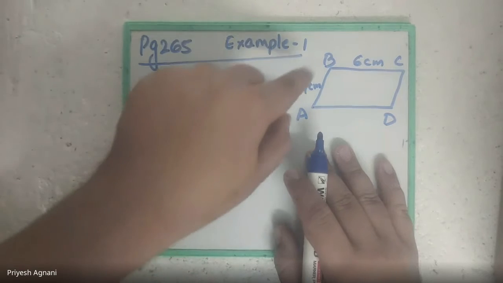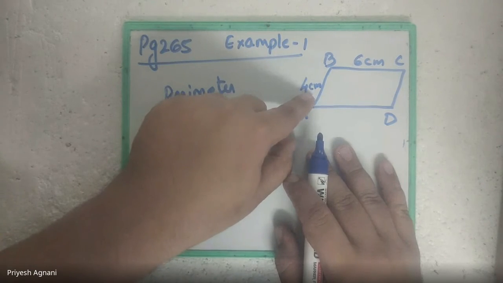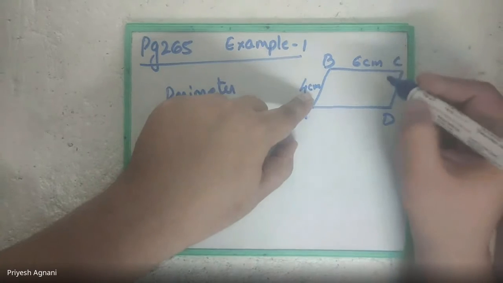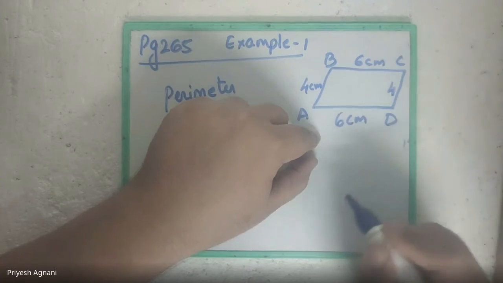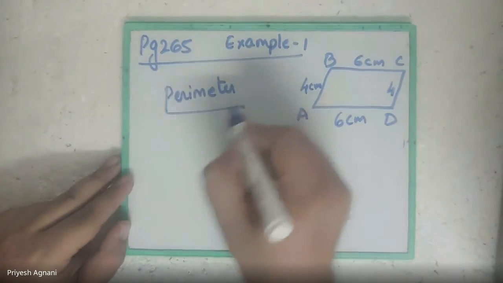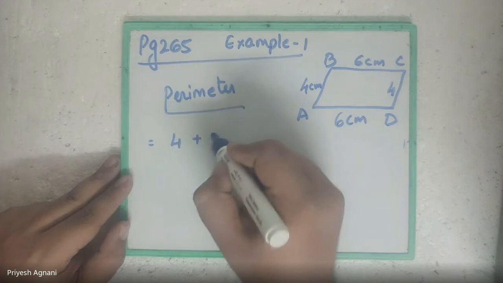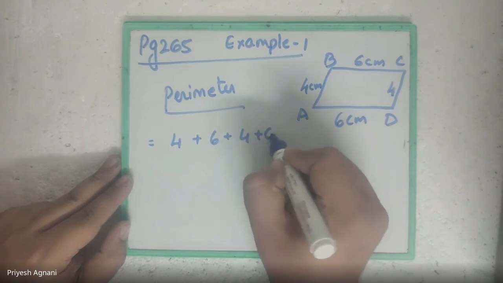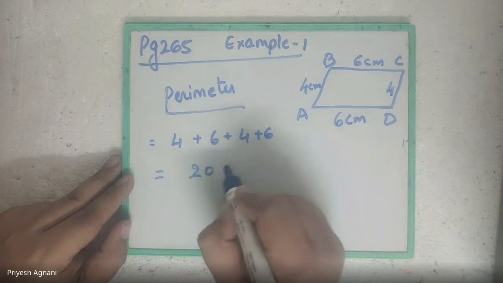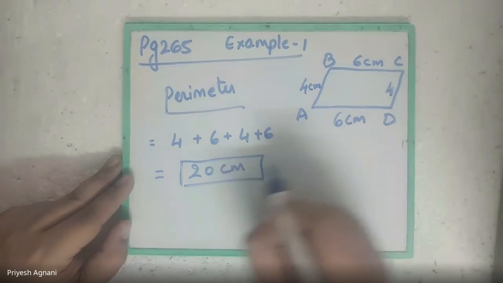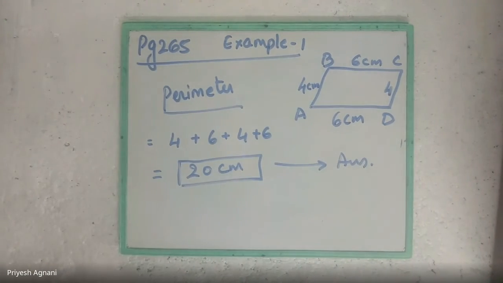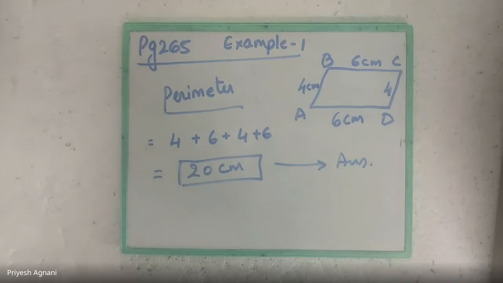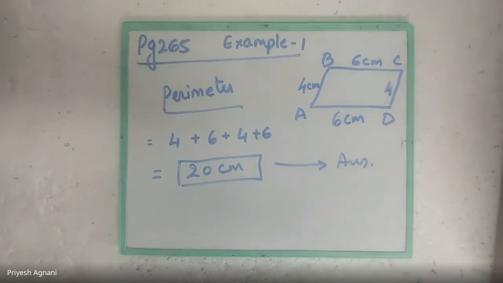Now we are given only two sides. अगर ये 4 है तो opposite sides are equal, तो ये भी 4 हो जाएगा. अगर ये 6 है ये भी 6 सेंटीमीटर हो जाएगा. So now perimeter is equal to 4 plus 6 plus 4 plus 6, which is equal to 20 centimeter. This will be your answer. Please write it down. I want everyone to write it down.